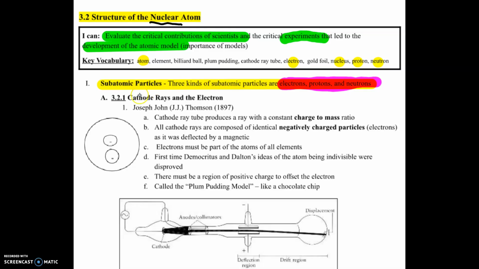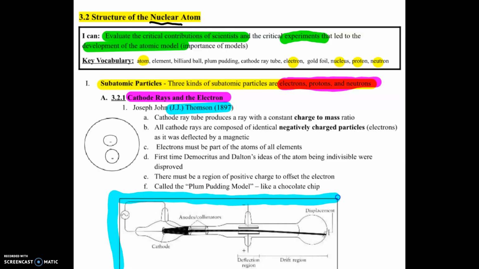The first experiment is the cathode ray tube. This is actually the technology that gave us the first types of TVs. If your grandparents have one of those really old big box-like TVs, they have cathode ray tubes in them. So Joseph John J.J. Thomson, our buddy old J.J. Thomson, he made an experiment. This is his experimental setup. You don't have to memorize that, but we're going to go through and talk about what he actually did.